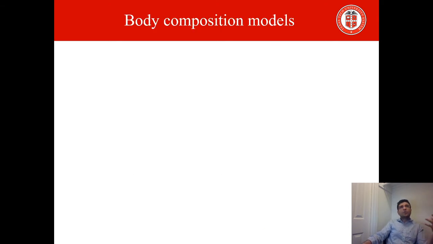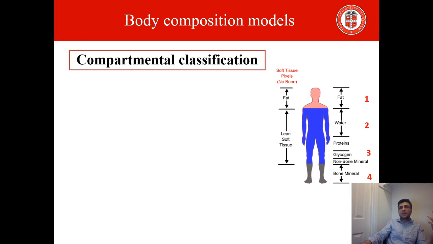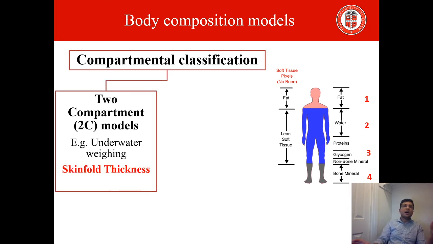Okay, now it's time to look at some of the body composition models depending upon the compartmentalization. In the compartmental classification, there are two-component models which we have already discussed: the fat versus non-fat, which you can see on this diagram on the left side. I have a couple of examples for you: underwater weighing and skinfold thickness. I'll discuss skinfold thickness in a lot of detail because this is one of the techniques which we do in our lab. And the underwater weighing, I'll just touch on it once we discuss the miscellaneous techniques.